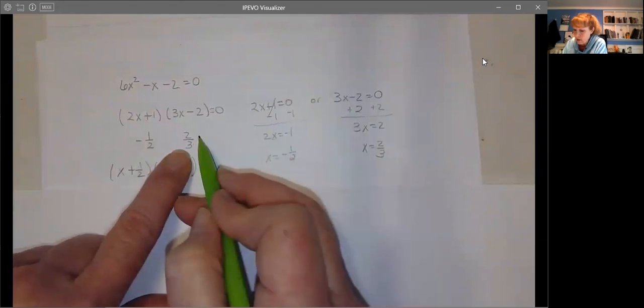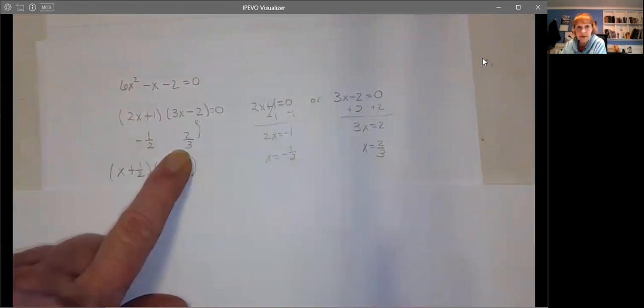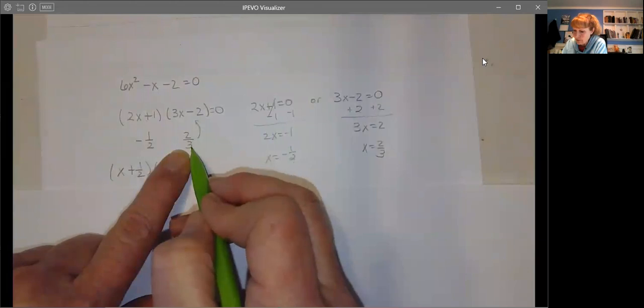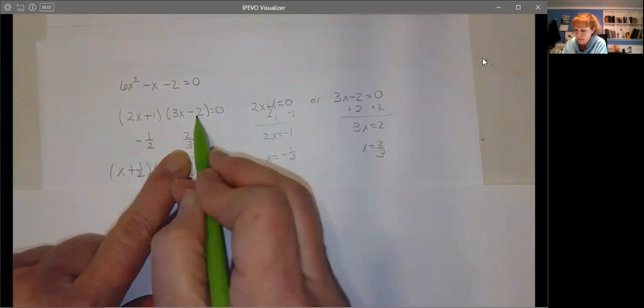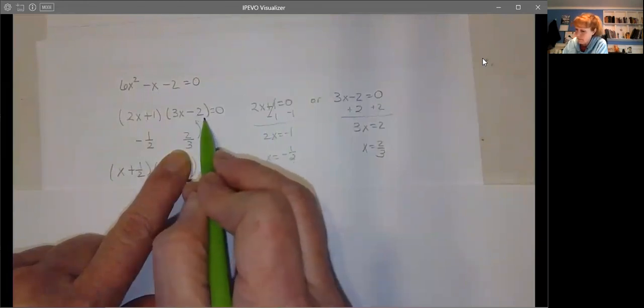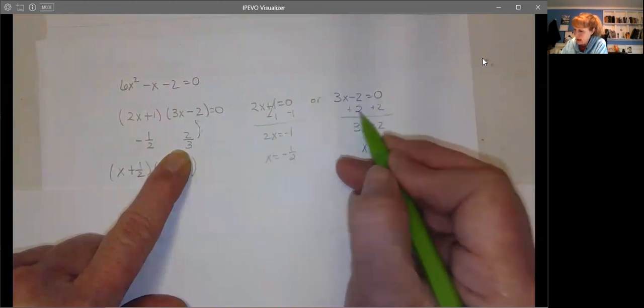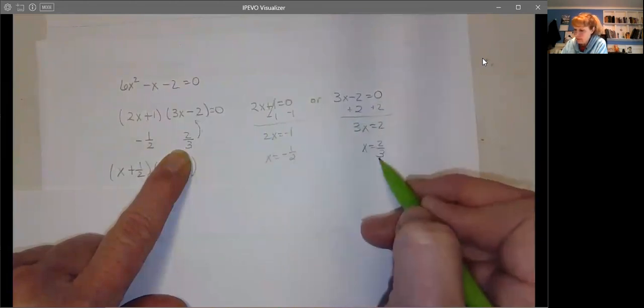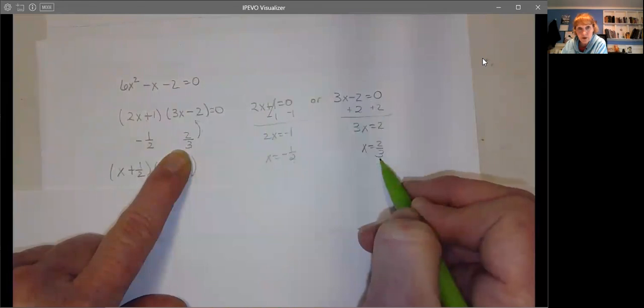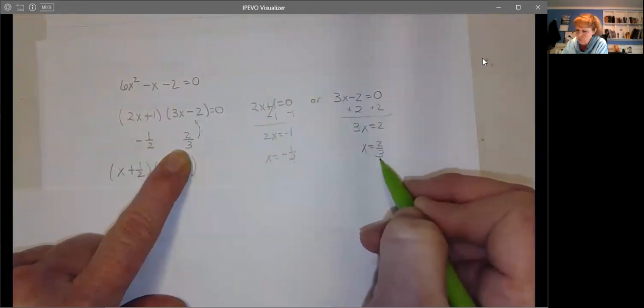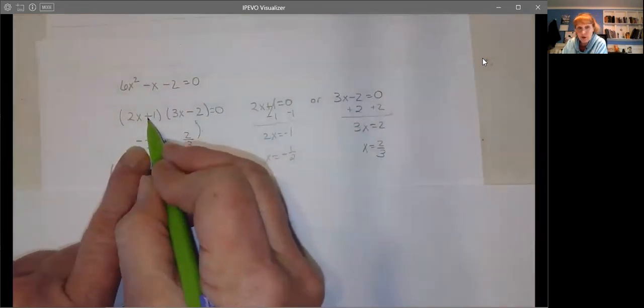2/3, how do I know that this 2/3 is the solution to this? If I set this equal to 0, let's see, we add 2, then we divide by 3, so it does work. So how do you go from here to here?